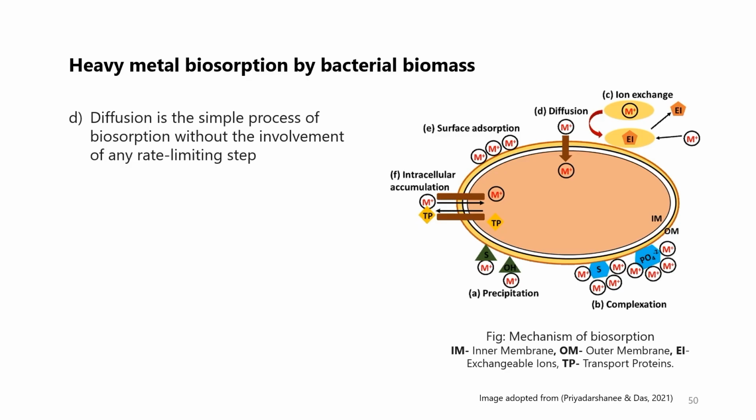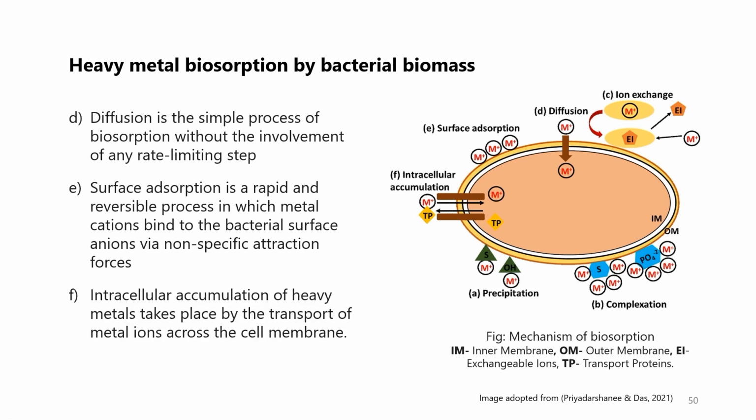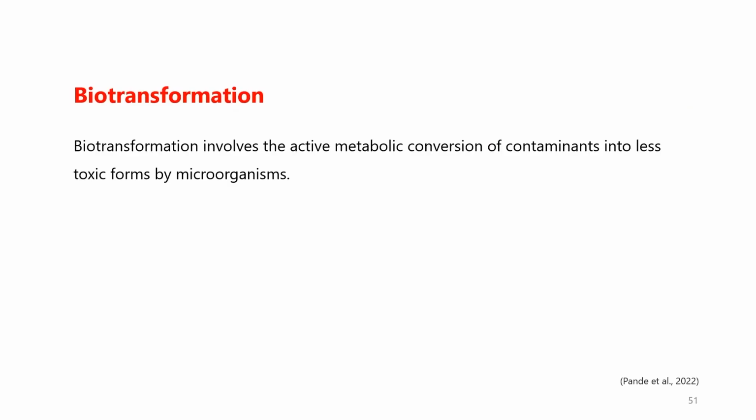And then we have diffusion in step D. This is a simple process of bioabsorption without the involvement of any rate limiting step. So, this enters the cell inside. Then there is also surface adsorption, which is a rapid and reversible process in which metal cations bind to the bacterial surface and ions via non-specific attraction forces. And then we have intracellular accumulation of heavy metals that takes place by the transport of metal ions across the cell membrane.